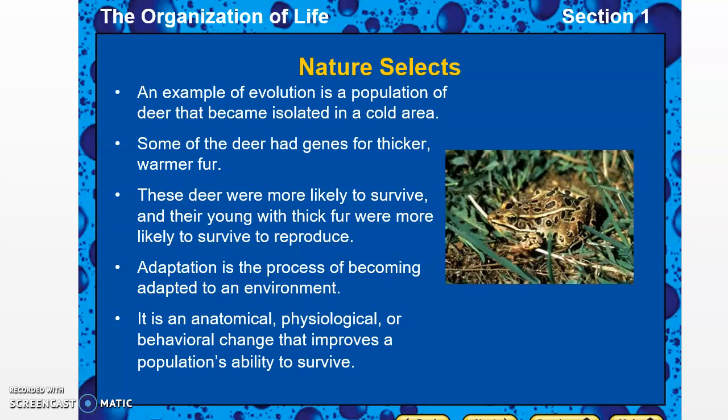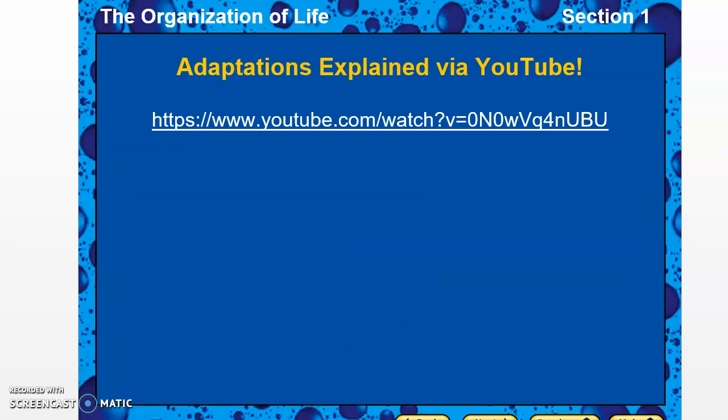Adaptation is the process of becoming adapted to an environment. It's the process that the animal goes through that helps them fit in with that environment, to find food, to find resources that they need to survive. It's an anatomical, physiological, or behavioral change that improves this population's ability to survive. So there's a reason why certain populations are able to survive over others.